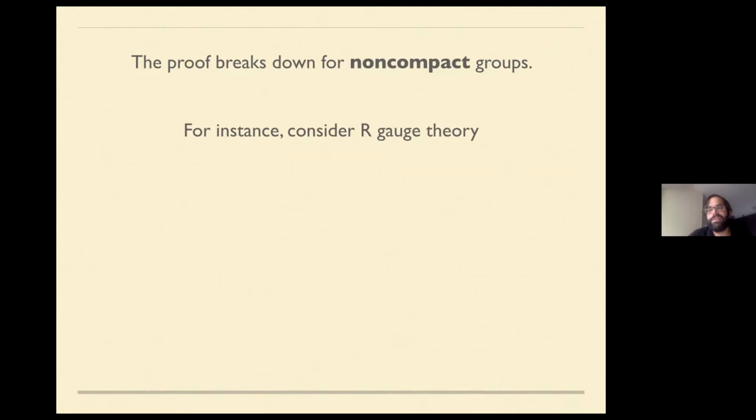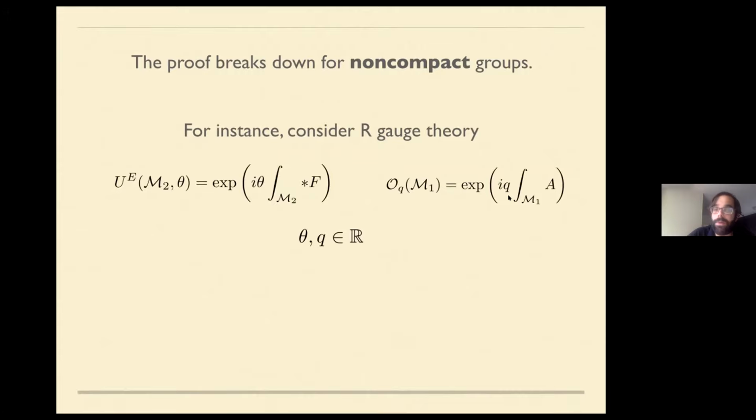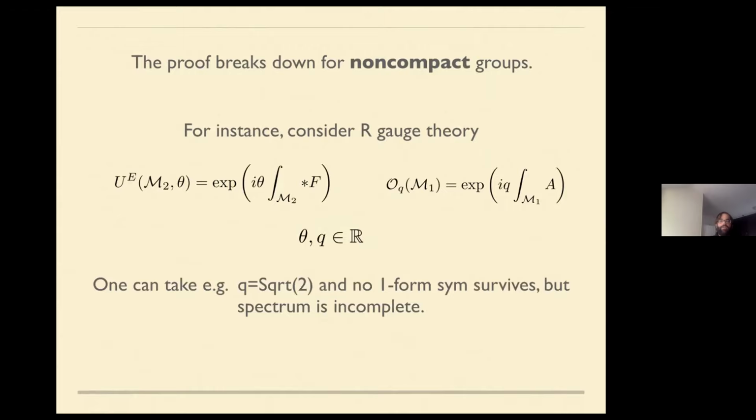An example of this is R-gauge theory, where you can have topological operators and charge operators, just like in Maxwell theory. It's like Maxwell theory, only that the gauge group has been replaced by the real numbers, so these two things take values in the real numbers. When you do it like this, you can consider, for instance, a spectrum where the only particle has charge square root of 2. Then you're never going to be able to generate a state which has charge 1. So the spectrum is incomplete, and yet no one-form symmetry survives. So the proof that I illustrated before really uses compactness of the gauge group.